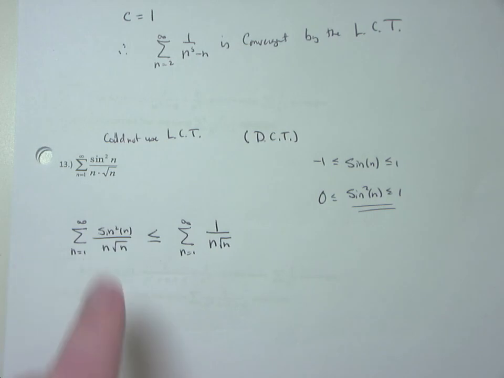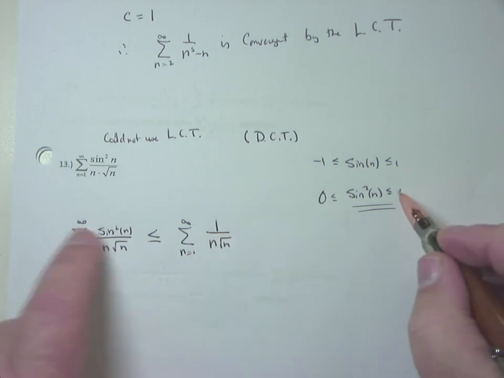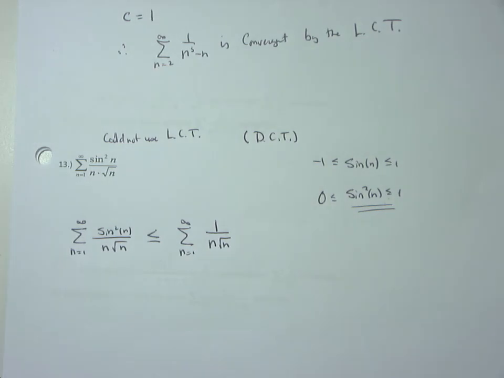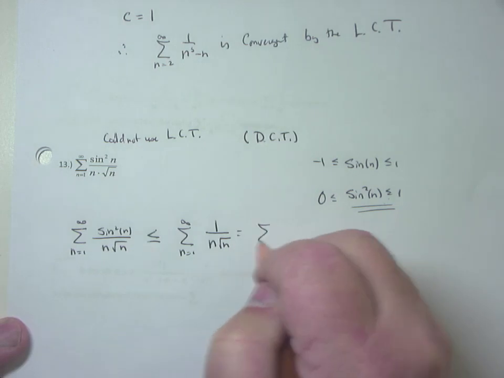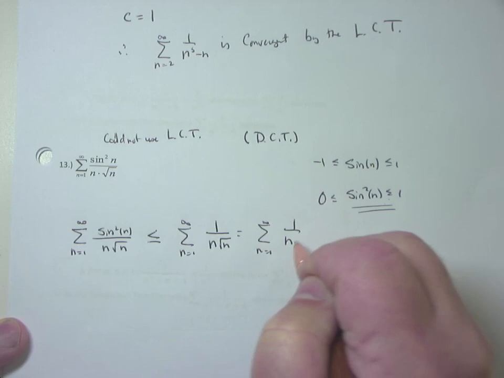Right? I replace the sine with what it gets at most, its maximum, which is 1. Right there, I replace sine with 1, so it's the inequality less than or equal to, but my denominator is the same. Let's clean up that denominator. This is the sum as n goes from 1 to infinity of 1 over n times the square root of n, which is n to the 1/2.